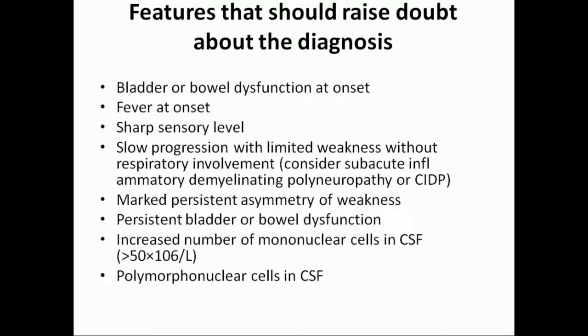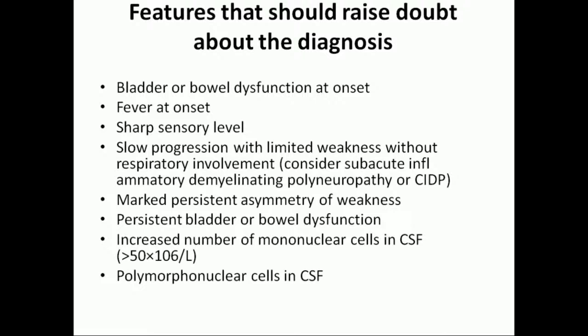This may be bladder or bowel dysfunction at the onset, which may indicate spinal cord involvement. Fever at onset, so it may be some infectious cause, maybe some enterovirus or poliovirus. Sharp sensory level, so it may occur in spinal cord involvement. Slow progression with limited weakness without respiratory involvement, so it may be CIDP, chronic inflammatory demyelinating polyneuropathy.